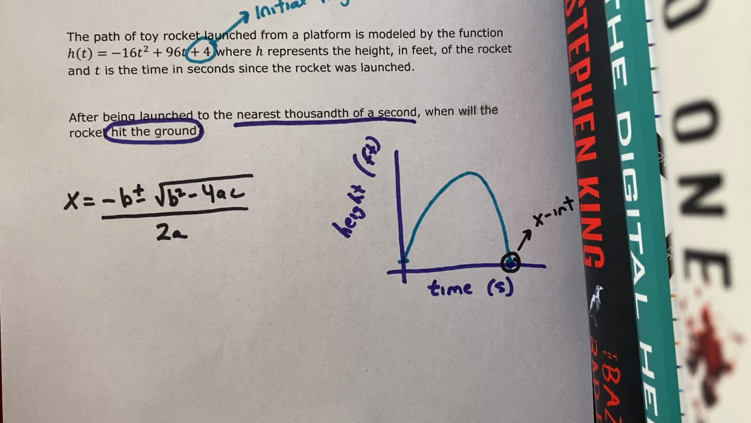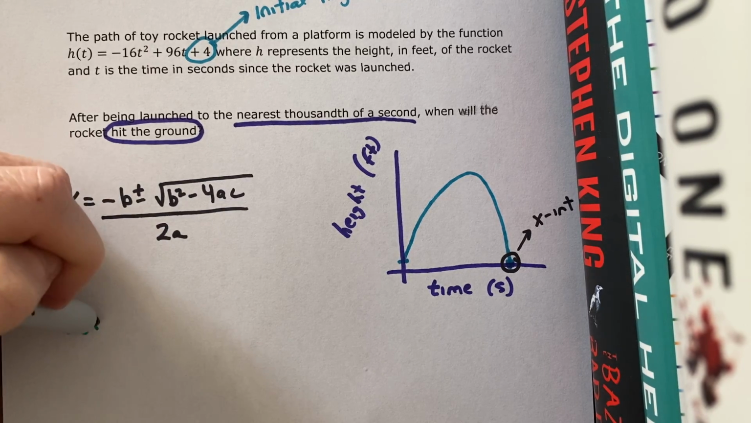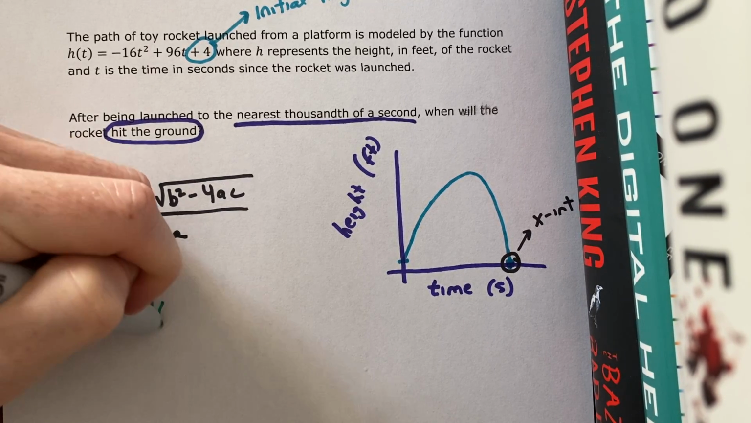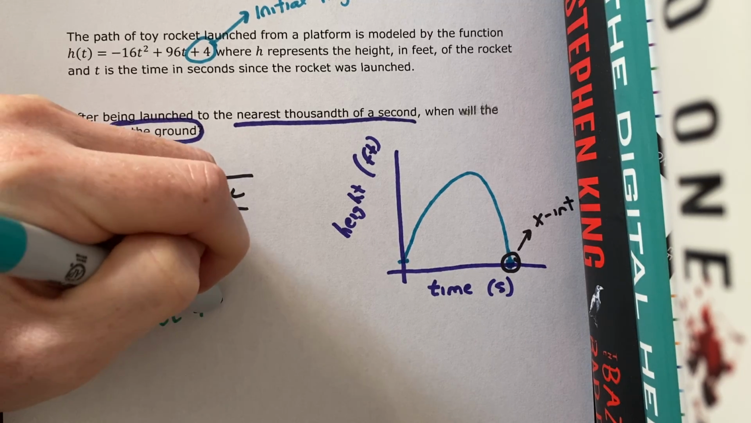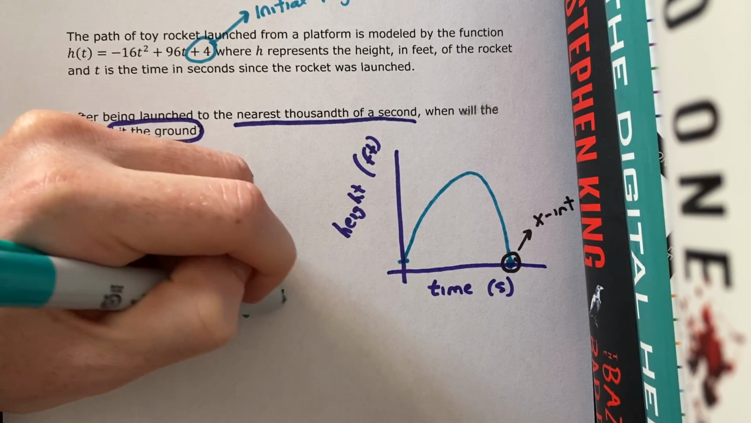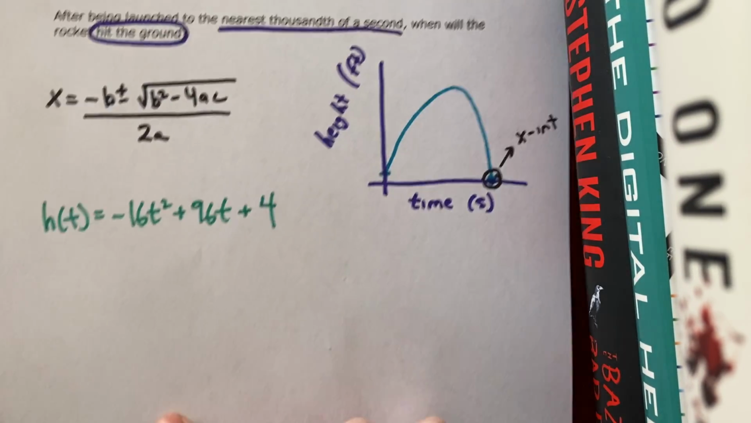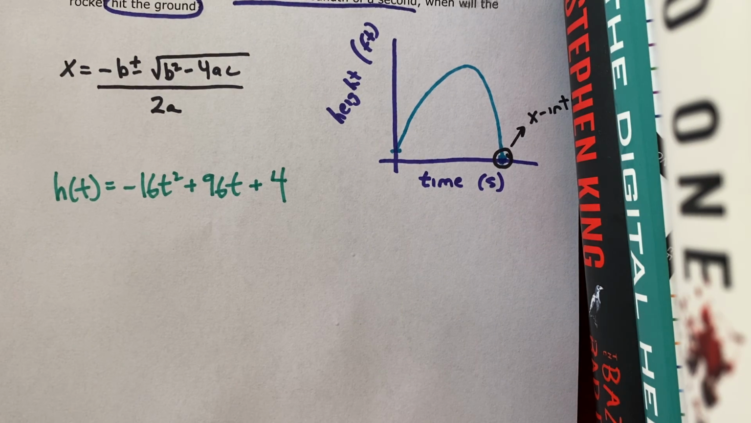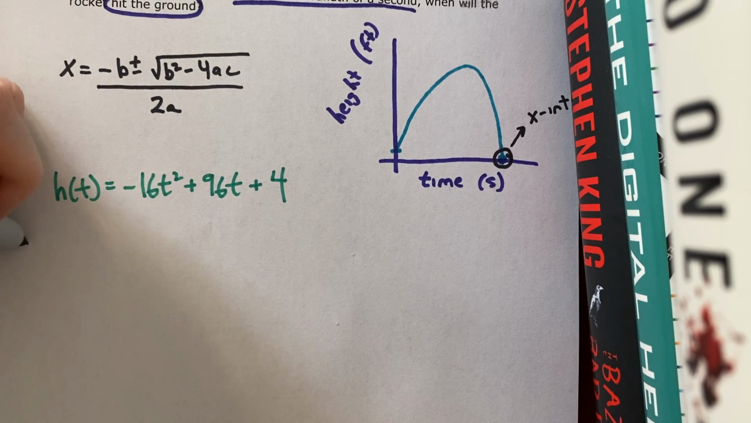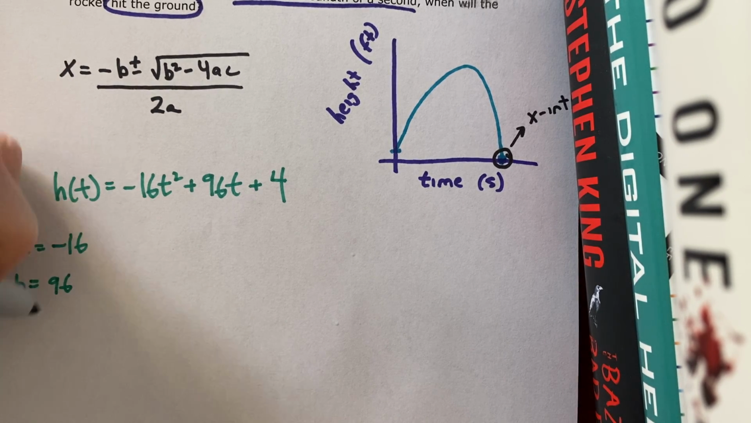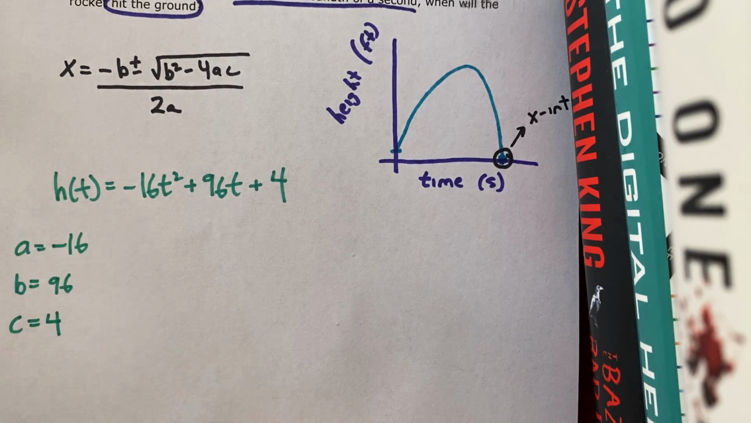I guarantee this answer is probably not going to be pretty. When you launch a rocket, it doesn't always land exactly after 4 seconds. It's going to be like 4 seconds and some change. So I'm going to come back down here and write down my equation. I have h of t equals negative 16t squared plus 96t plus 4. Good news is I'm already in standard form, so I can label a, b, and c. a is negative 16, b is 96, and c is 4.